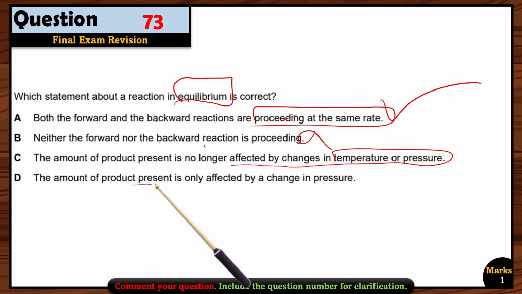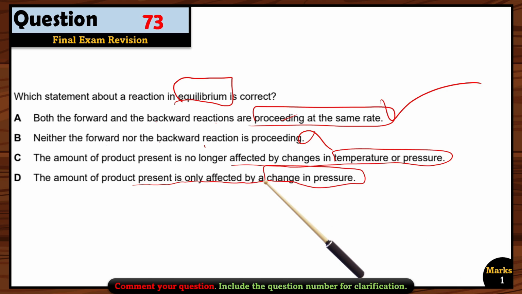The amount of the product present is only affected by change in pressure. Wrong. It's not only affected by change in pressure. It can also be affected by change in concentration or by the temperature. So option A is the right option.